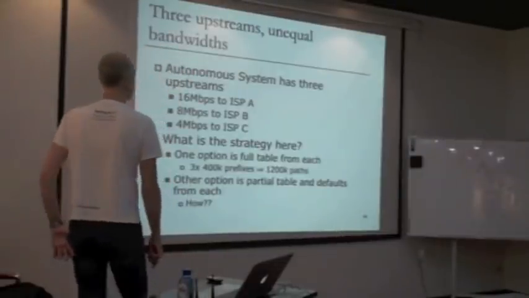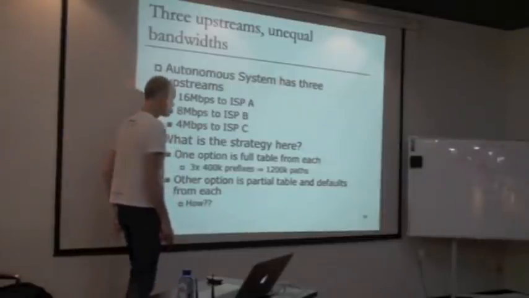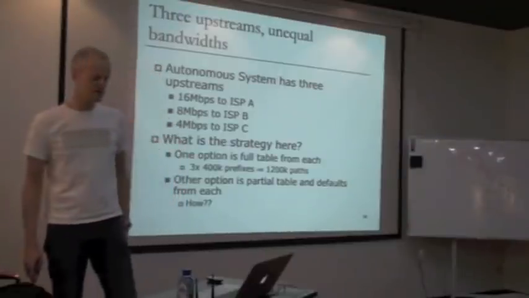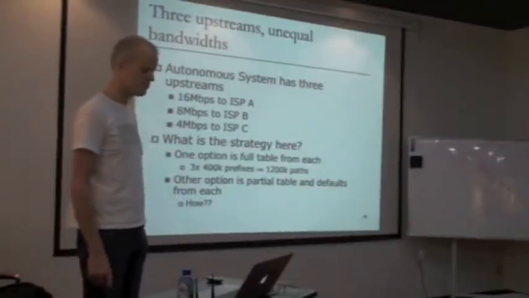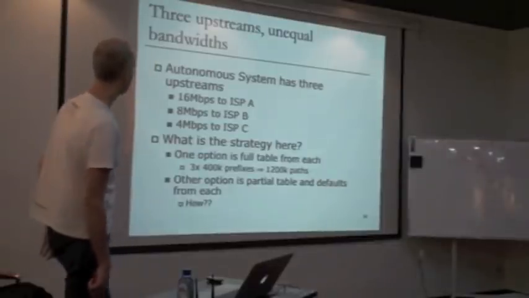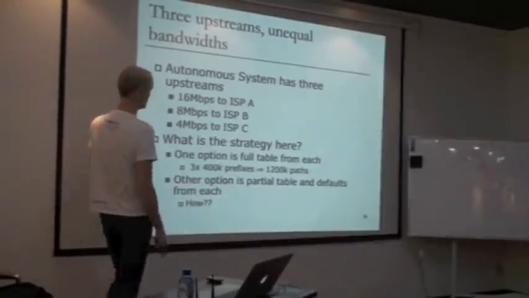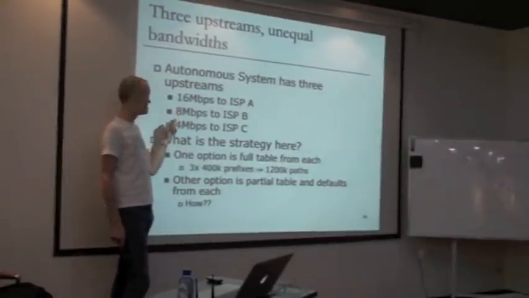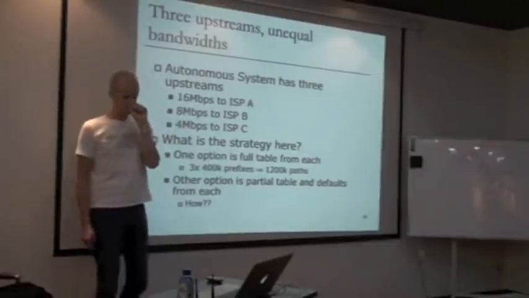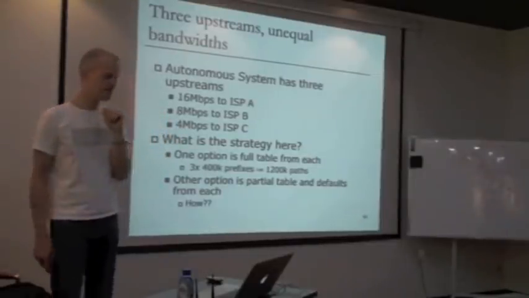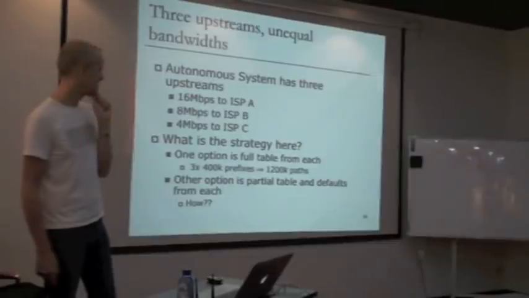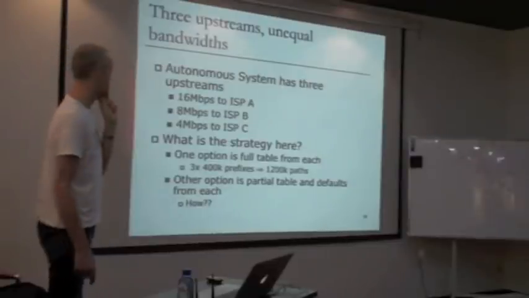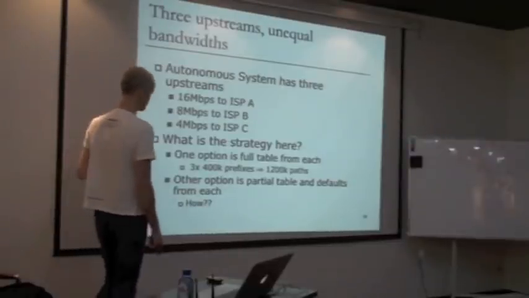Right, so we've got an ISP network. This is actually a real example I had to configure a few years ago. So I wrote it down here, what we actually had to do. And this ISP, a few years ago, had 16 megabits to one upstream, 8 meg to another, 4 meg to another. They're all satellite connections: 16, 8, and 4. So what strategy do we adopt here? I mean, they were completely stuck, so they came and asked me what to do.